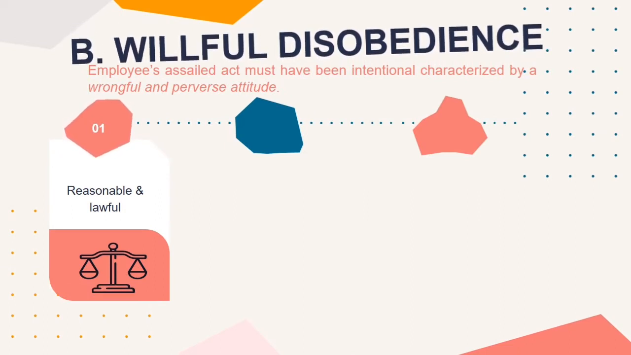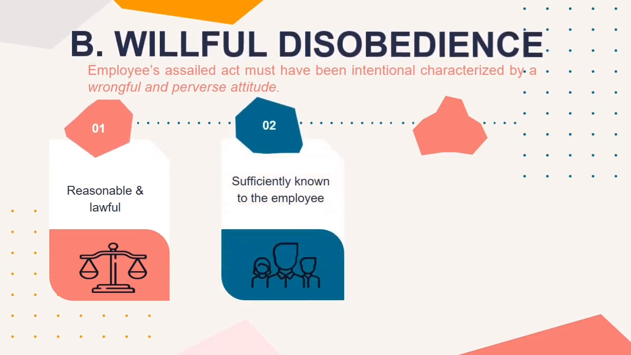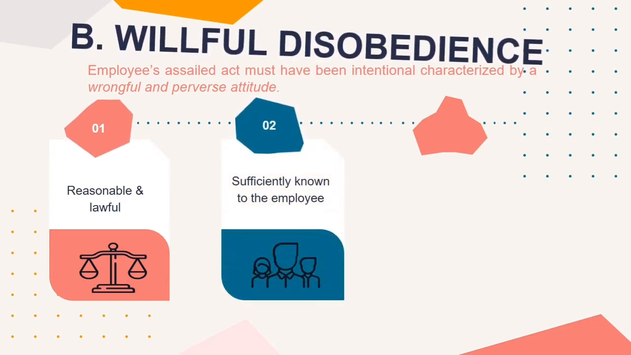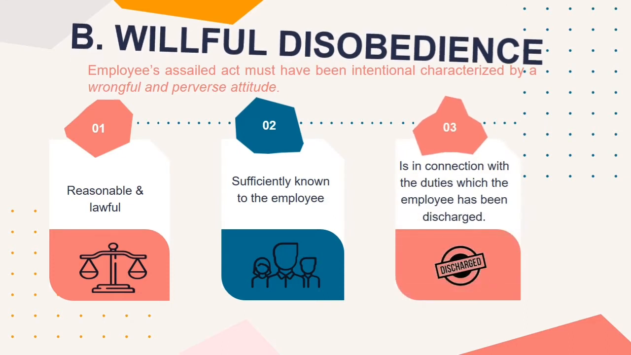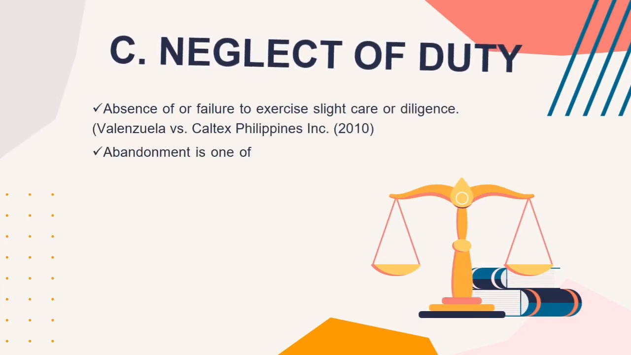Now, when do we have willful disobedience? That is when the employee's assailed act must have been intentional and is characterized by a wrongful and perverse attitude. So what are the requisites for this? The order must be reasonable and lawful. It should be sufficiently known to the employee, and it is in connection with the duties which the employee has been engaged to discharge. Then the third is neglect of duty.